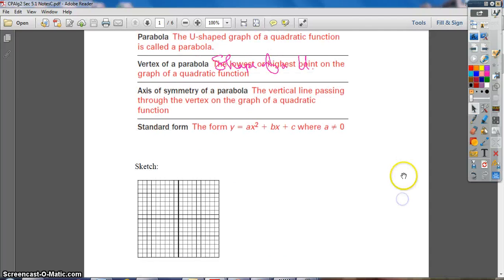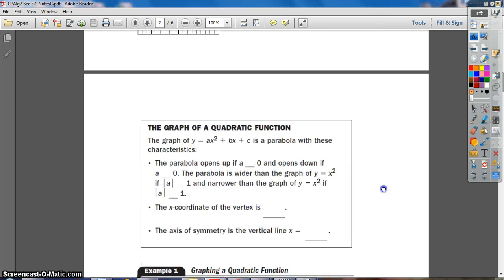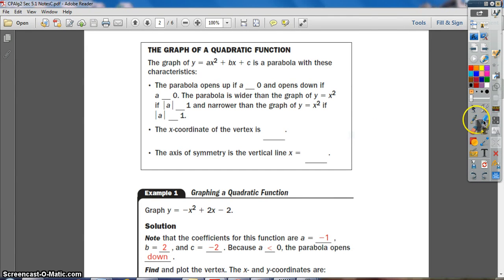Okay, standard form, you need to know what that is. It's in the form of y equals ax squared plus bx plus c. We sketched y equals x squared, but let's actually jump into what we're doing here with standard form. Now, this is how you would solve for the standard form graph.